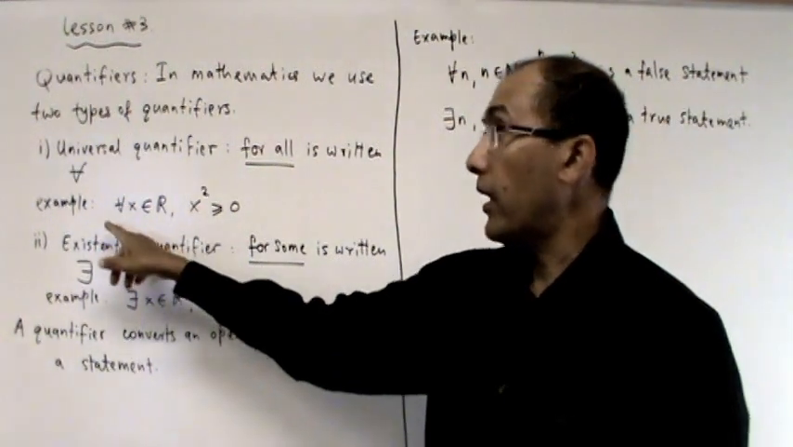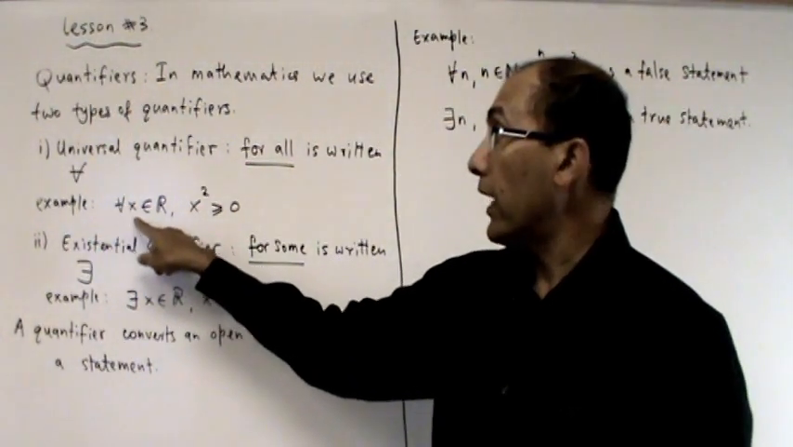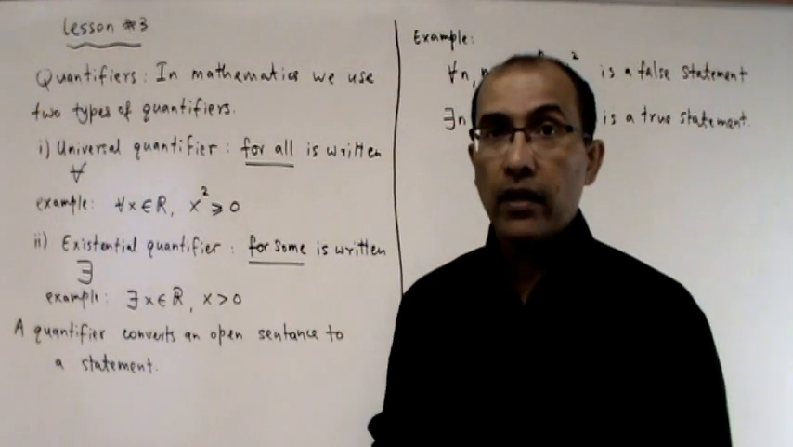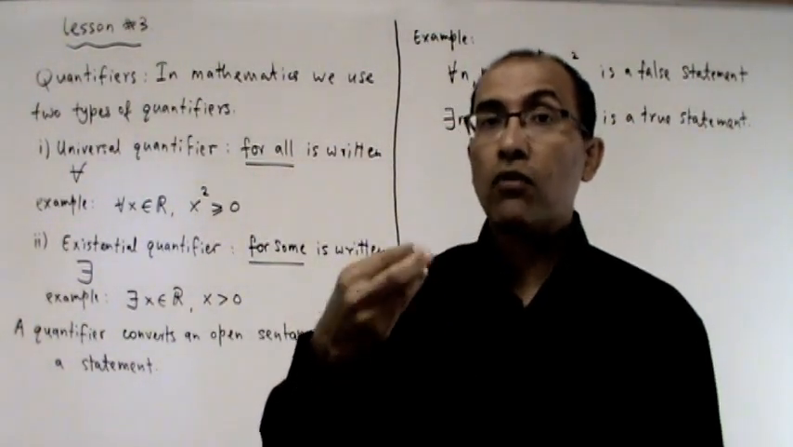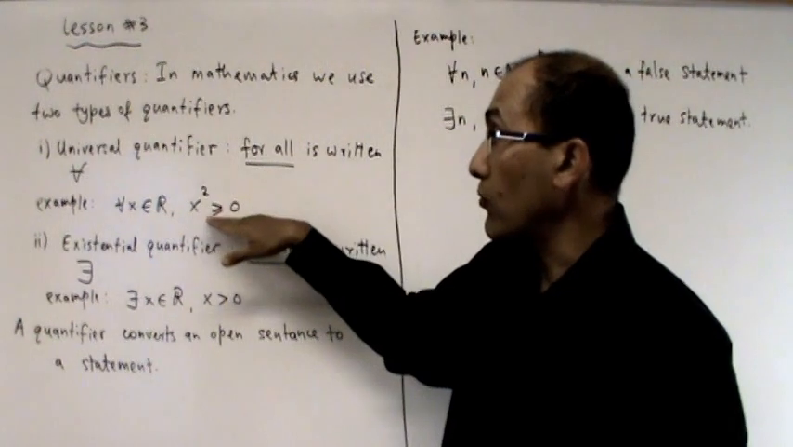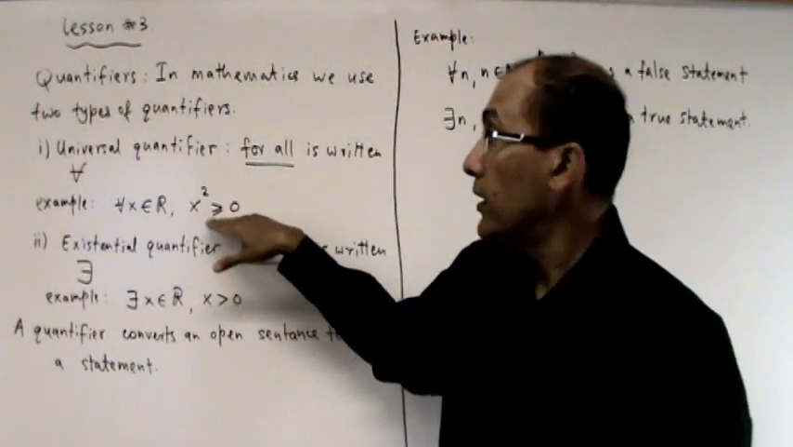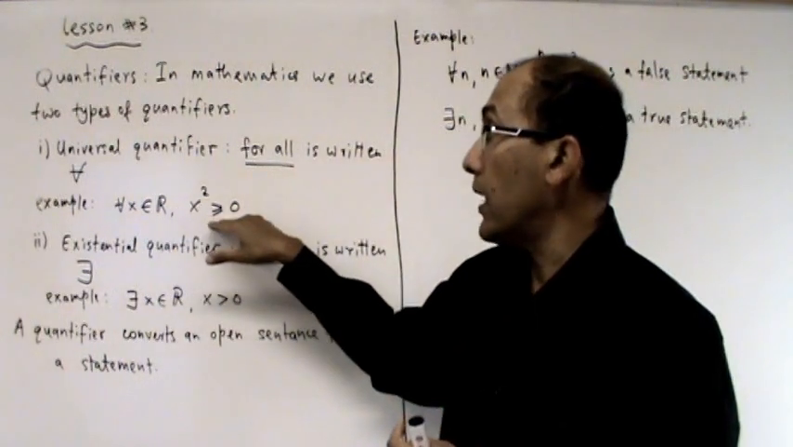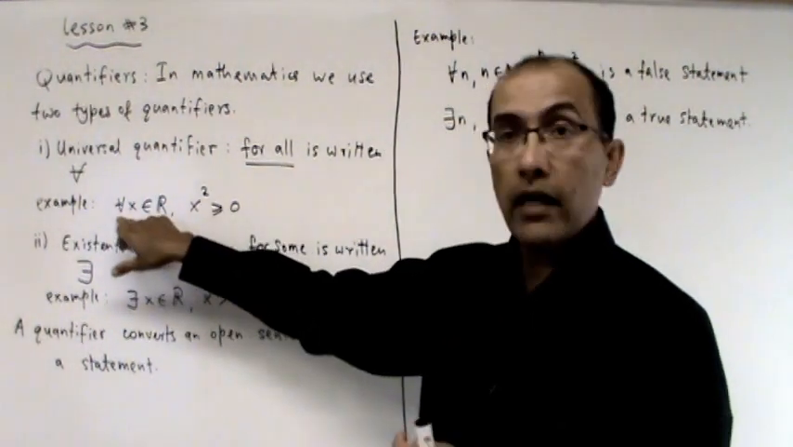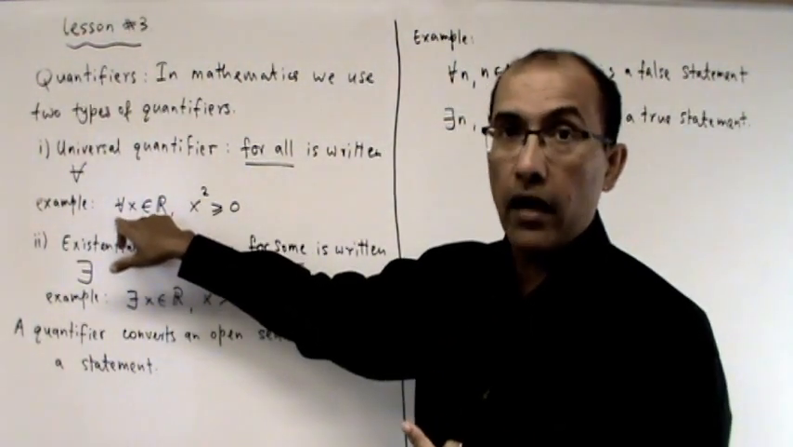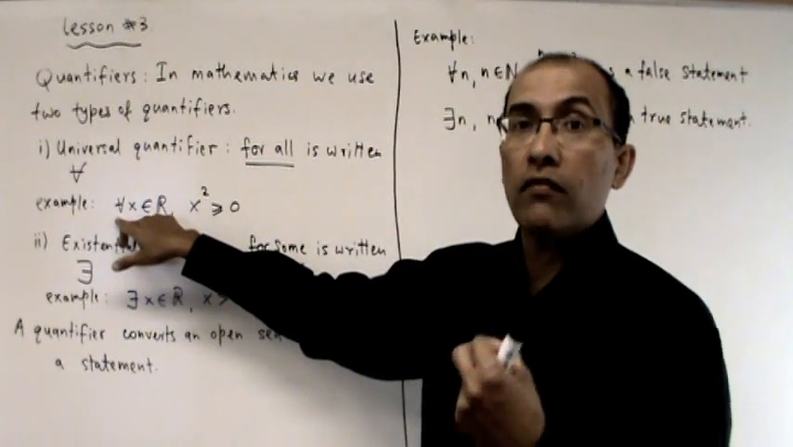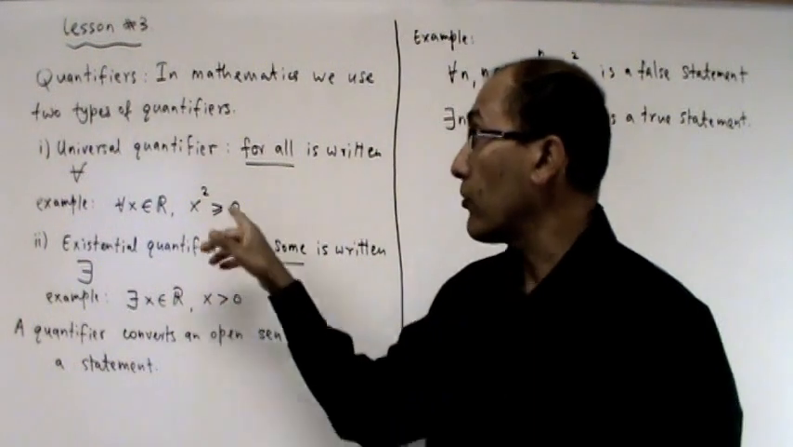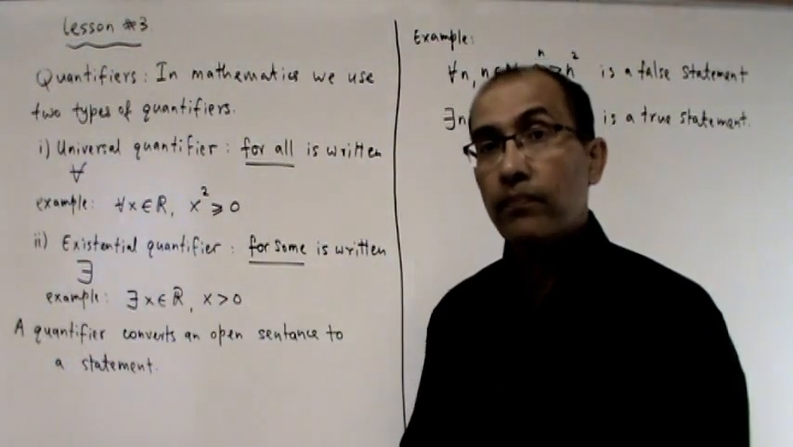For example, I can say for all x in R, x square is bigger than or equal to 0. So the quantifier gives a quantity to this statement, x square bigger than or equal to 0. We have this statement, x is a real number, x square bigger than or equal to 0. This says for all x in R. That gives me a quantity of the number of x's. So for every x in R, x square is bigger than or equal to 0.